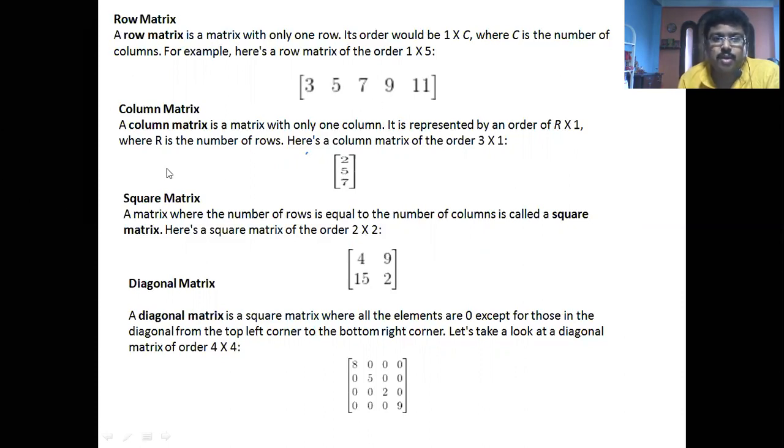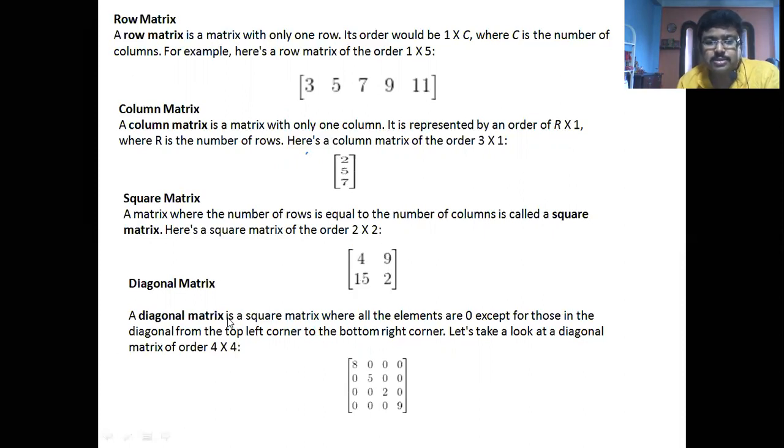Okay. Now column matrix. What is a column matrix? It has only one column. So a column matrix is a matrix with only one column. And this is the example. Here is a column matrix of the order 3 multiplied by 1. Now the square matrix. A matrix where the number of rows is equal to the number of columns is called a square matrix. So look, here the number of rows is 2 and the number of columns is 2. So it is a square matrix.